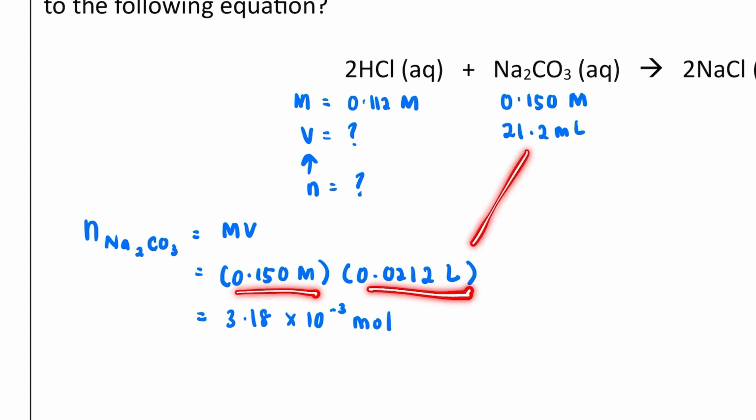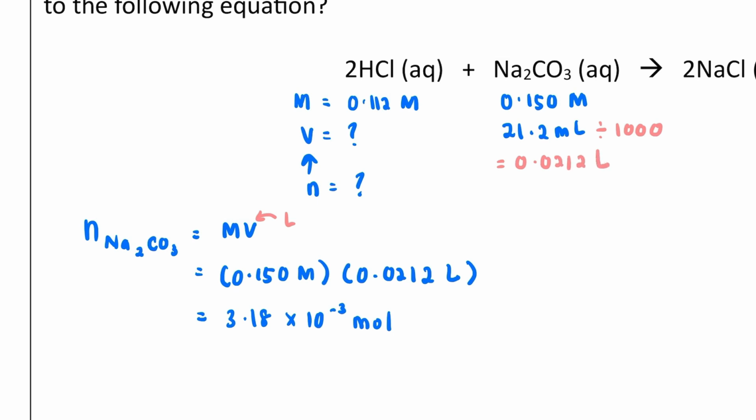And as you can see, the volume here saya ubah. Okay, so ini dalam ml, ini dalam L. Sebab kalau nak pakai n equals to MV, okay, so ini mesti dalam unit liter. Okay, so macam mana nak tukar liter? ml bahagi 1000. Okay, so dapatlah 0.0212 liter. Okay, so molarity darab volume dapat mole.